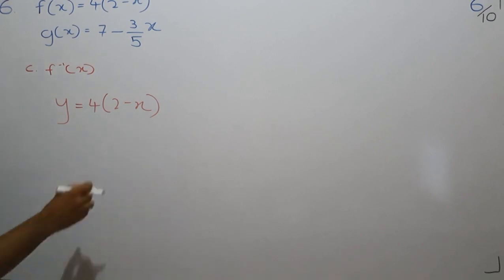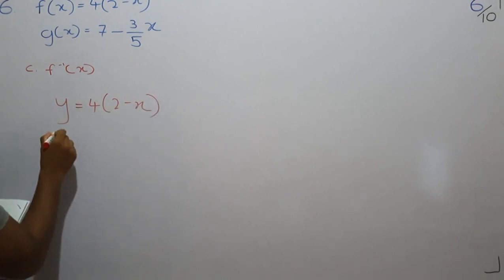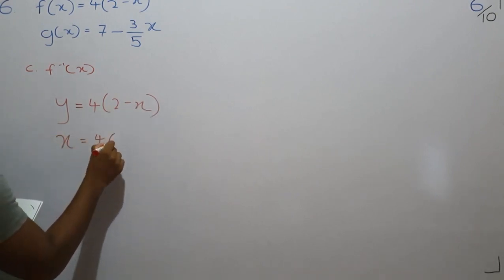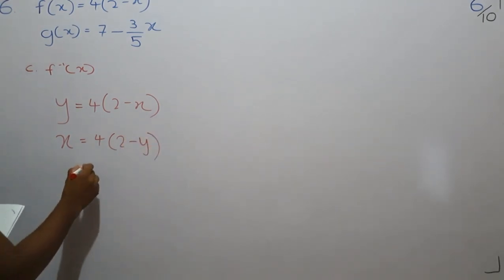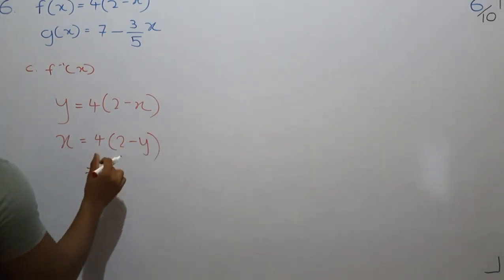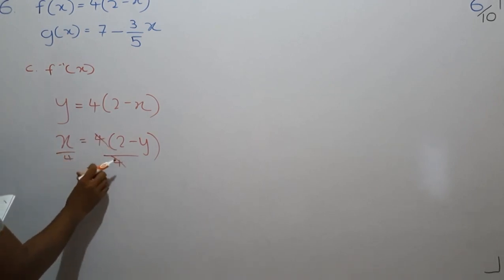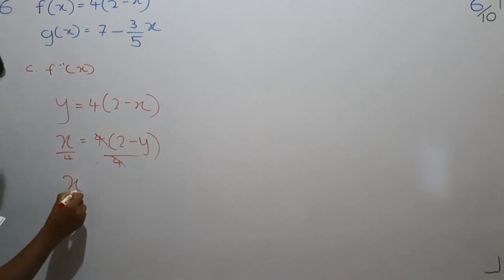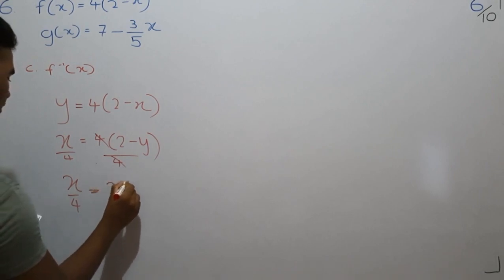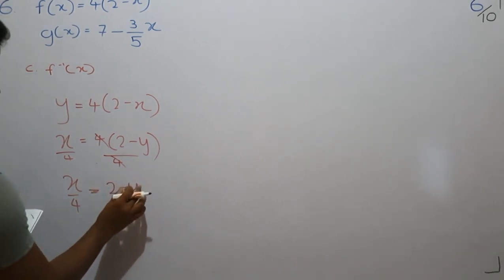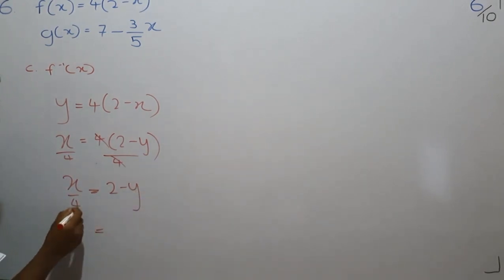Next step is to interchange the x and y. So put x here and put y here. x equals 4 into 2 minus y. This is the easiest method, interchanging and then solving for the y value. So divide both sides by 4. 4 and 4 will get cancelled. So x over 4 is equal to 2 minus y. You can take the y to this side and the whole x over 4 term to the other side. So take y to this side, it will become plus y.